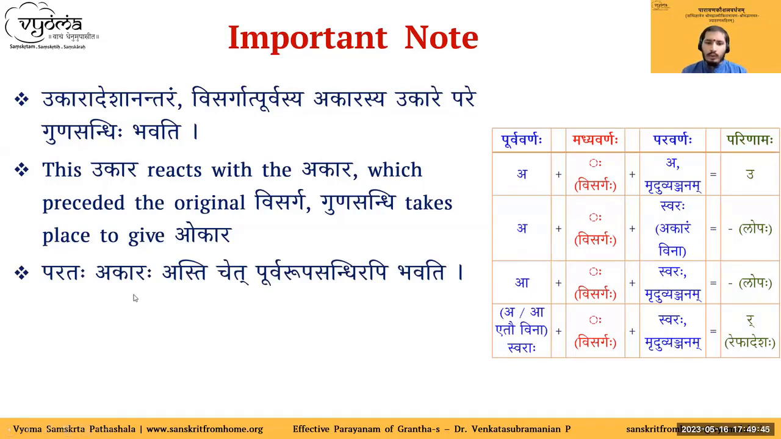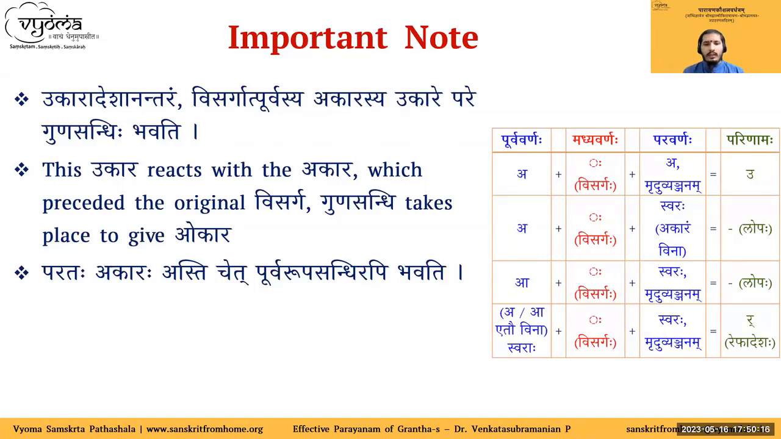Thereafter, after doing gunasandhi, if on the right hand side we have a, then there is a possibility of pura rupa also. In Swarasandhi we had studied pura rupa, wherein if the purva varna is o or a, and if the paravarna is a, then we get the pura rupa adesha. That is, we get the adesha as o or a.